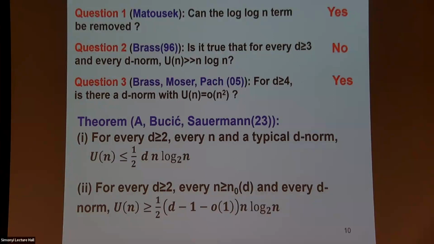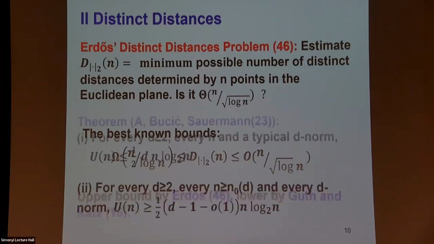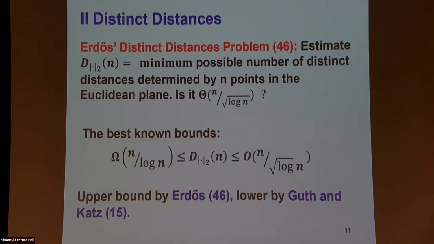Let me move to another problem, and this is distinct distances. This was also mentioned by Erdős in the same 1946 paper, short paper. In fact, this is the first problem he mentions in the paper. So let's first see what the question is.